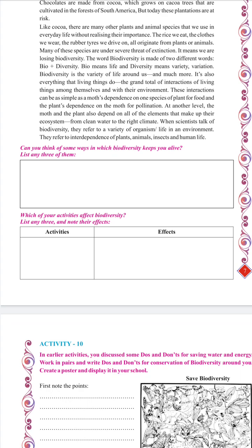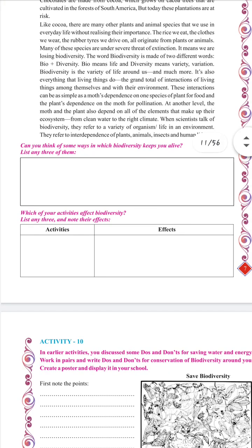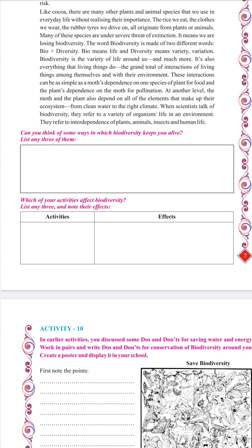So, dear students, we found here that the life which exists on the earth is interdependent on each other. We have different types of life found on the earth, inside the water, on the water, in the air, etc. We have also seen that all the species which are existing on the earth, in the air, or inside the water, are totally interdependent on each other. So when scientists are talking about biodiversity, they refer to a variety of organisms and life in an environment, and they are also interdependent on each other. Like plants, animals, insects, and human life, they are interdependent on each other.